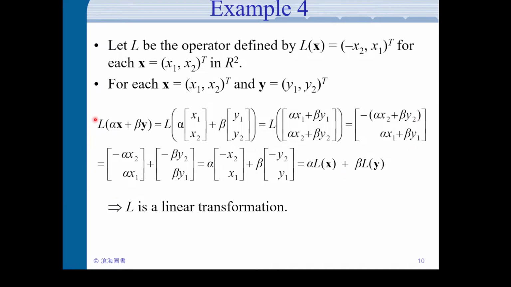You see that the image of alpha x plus beta y equals alpha x2 plus beta y2, and alpha x1 plus beta y1, and you work the other way. You have alpha L(x) plus beta L(y), you will get the same thing. So yes, you can also check algebraically that this is a linear transformation.